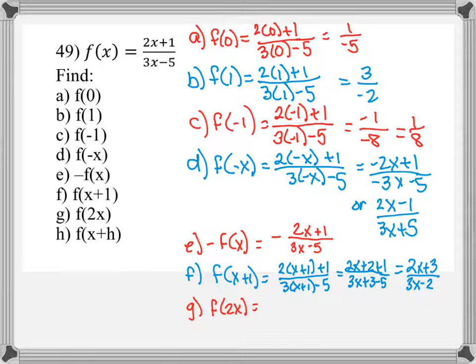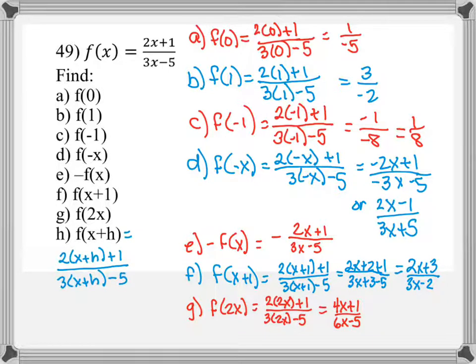G is asking for f of 2x. 2 times 2x plus 1 over 3 times 2x minus 5, which is equal to 4x plus 1 over 6x minus 5. Finally, H, 2 times x plus h plus 1 over 3 times x plus h minus 5. Distributing, we get 2x plus 2h plus 1 over 3x plus 3h minus 5. And this doesn't simplify anymore.